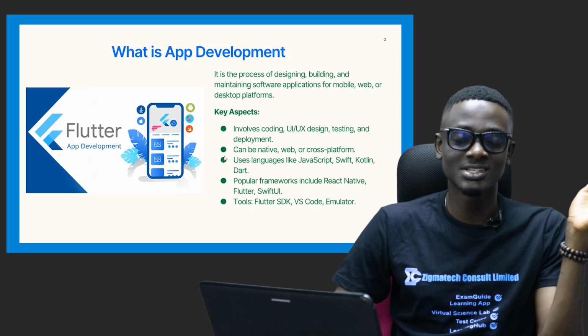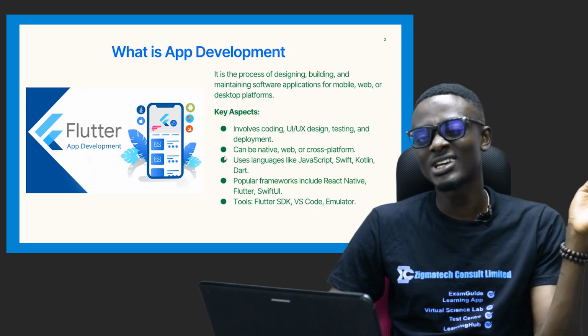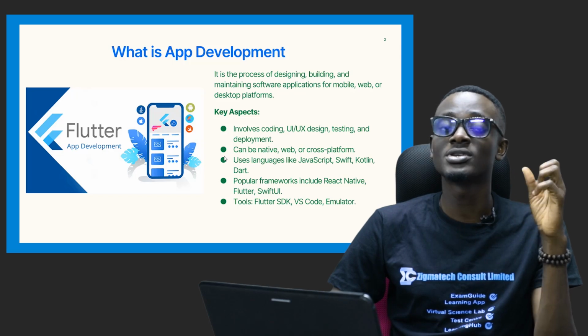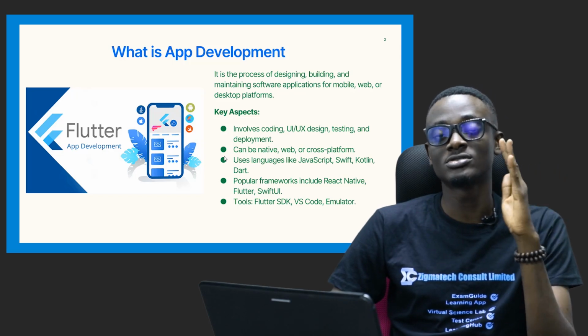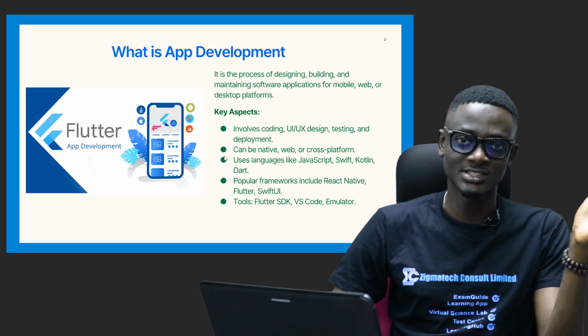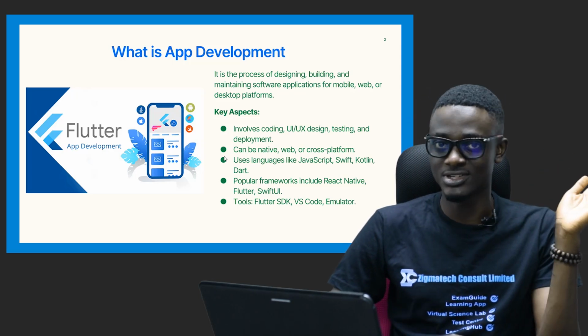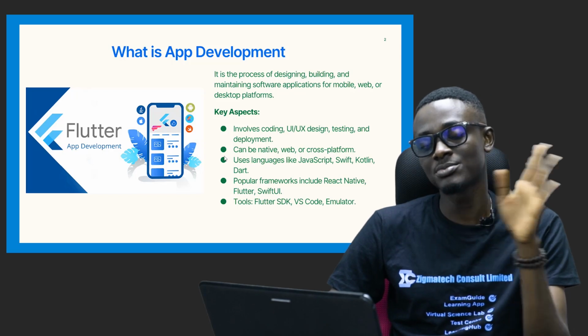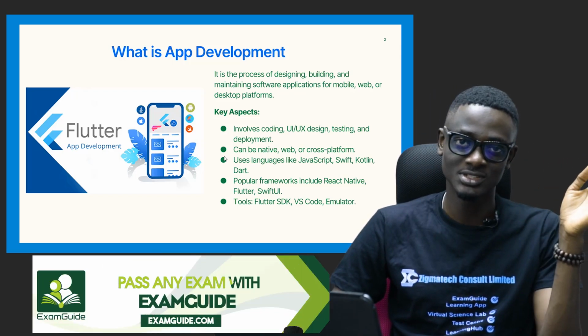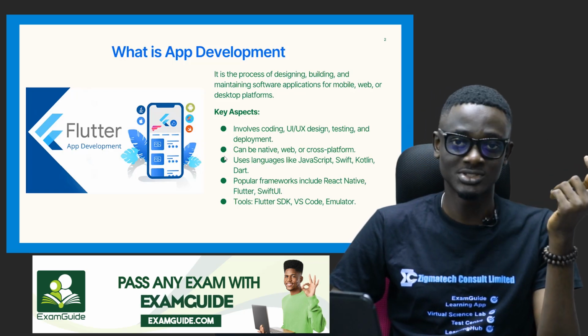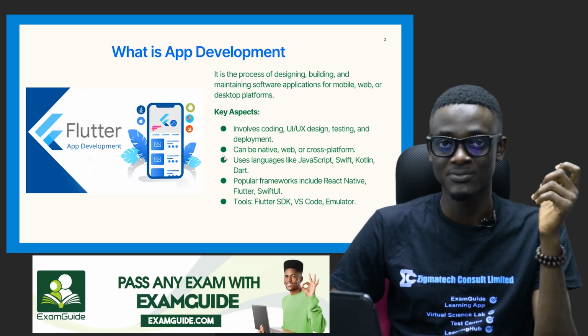Now it sounds like these things are normal, but really they are not. Before now, they were not really normal. Because before now, if you wanted to build an app, you said, I'm building an app for an Android device, or I'm building an app for an iOS device. Now the difference there is that for you to build for Android, you need a different language, which is Kotlin or Java, and for you to build for iOS, another language, which is Swift.